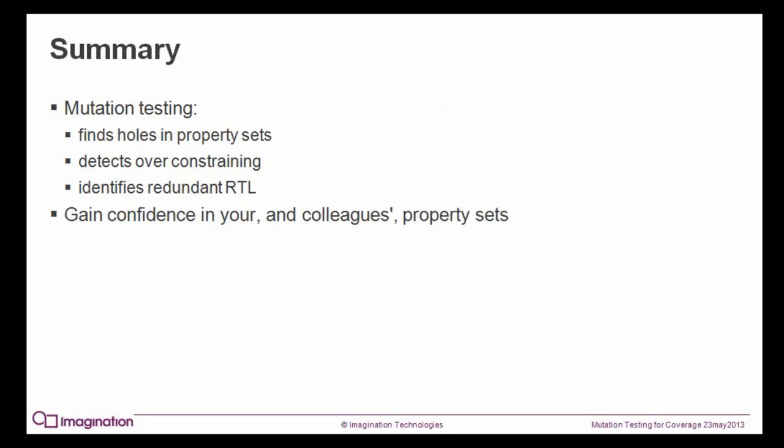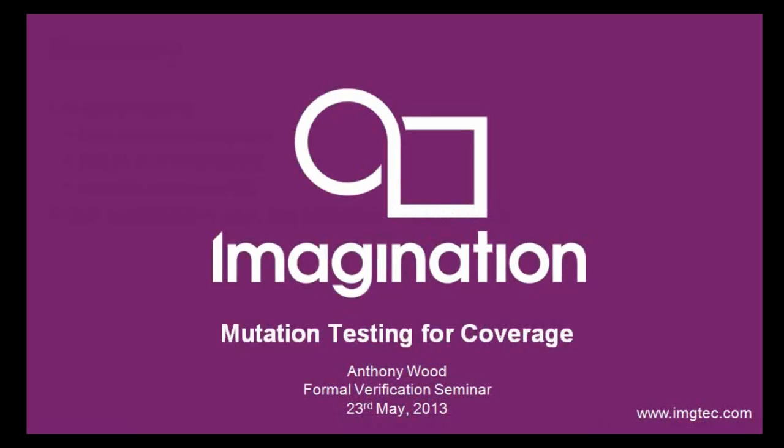Just my final summary. Mutation testing does find holes in property sets, and it does detect over-constraining. It also identifies redundant RTL, which is a double-edged sword, actually. Key to it, though, is you gain confidence that your own properties are complete and good, and also that any colleagues' work, or any work being done for you, is also complete and good. Okay. Thank you. Any questions?